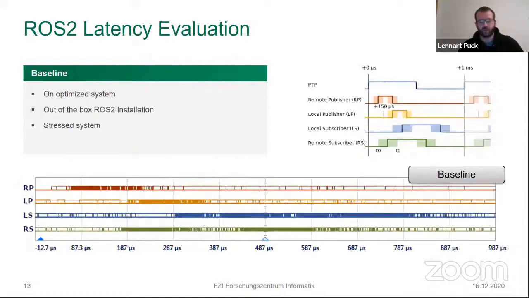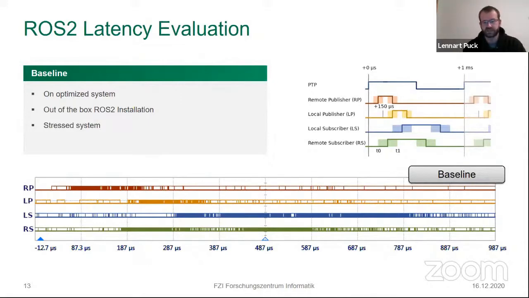Once we employed everything, you can already see at the bottom, it's all over the place, and our results are not anything we expected. This is on the previously optimized system with the out-of-the-box ROS2 installation of Eloquent Elusor and on a stressed system. Obviously, if you don't stress the system, it doesn't look as bad, but this was taken overnight, and we will lose measurements, and basically we have no guarantee that anything is remotely able to run in real time.